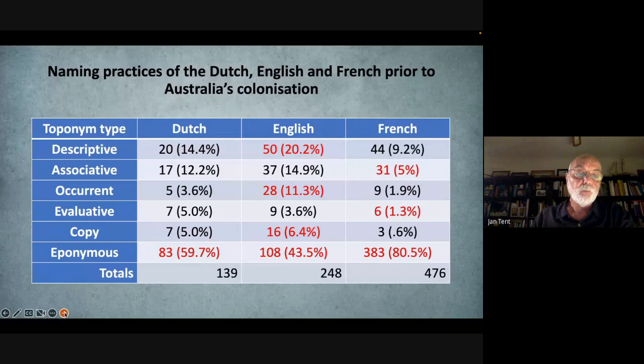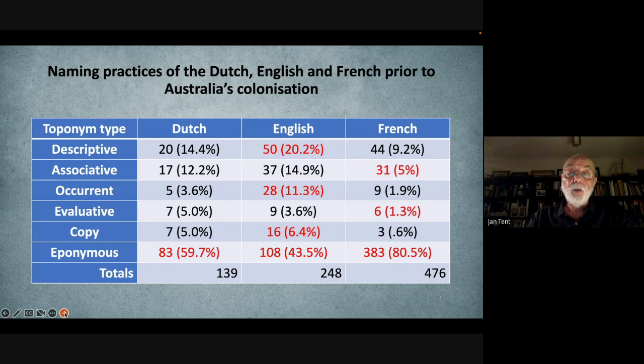Commemorative place names are names that indicate something that happened there. Evaluative place names, as you can see, there aren't many of those, and they either gave it a positive or a negative name, like Mount Disappointment. A copy is copying a place name from back home and applying it to Australia. But the most interesting one are the eponymous place names, and these are the names that are named after people or ships, things like that.